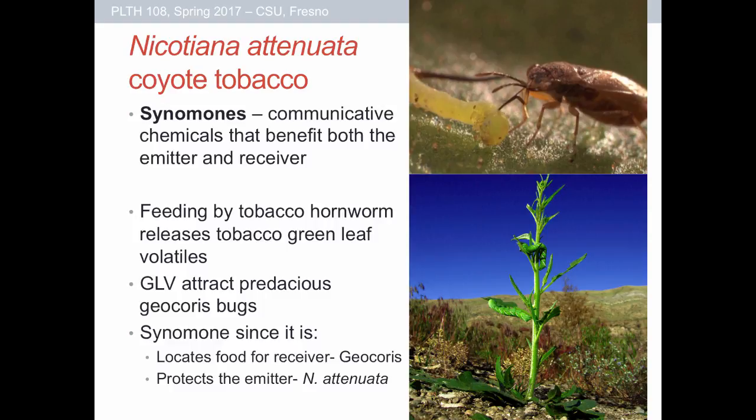So this is a synomone because the plant benefits in that it is protected from the pest, the hornworm. But then on the flip side, the Geocoris also gets a benefit because it's attracted to a food source. So this chemical is a win-win for both organisms. And there's a handful of situations like this in the plant world, where plants will release volatiles in response to insect feeding that are generally attractive to predators and parasitoids of those pests.